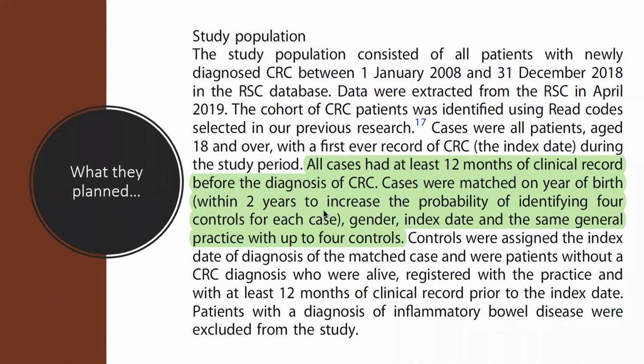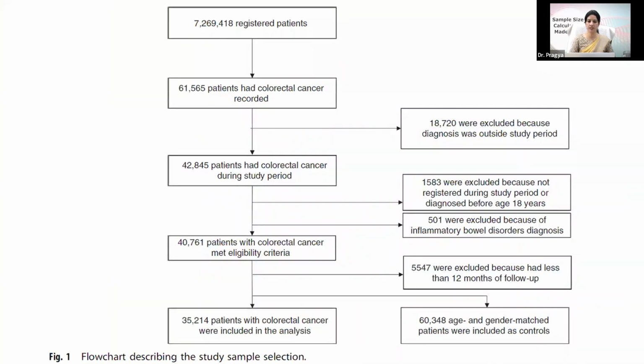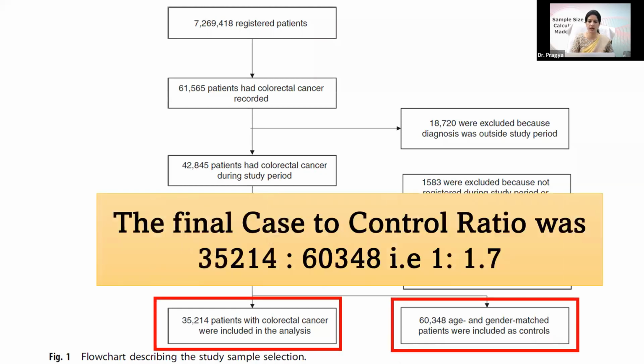So they took all the 12-month clinical record cases, and the cases were matched on the year of birth within 2 years to increase the probability of identifying the controls, and they took 4 controls for each case. I'm not going into detail of this, and at the last you will see the final number they have selected: 35,214 cases and 60,348 controls. So here the case control ratio was 1.7.